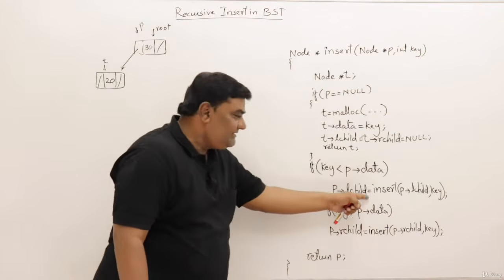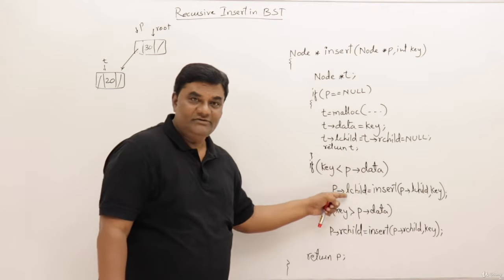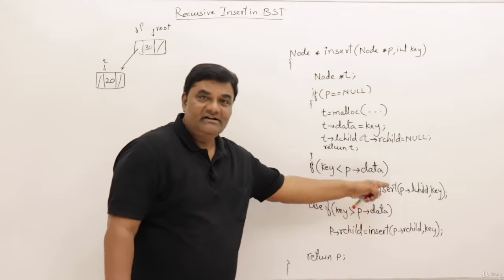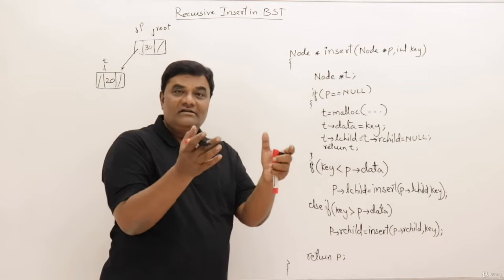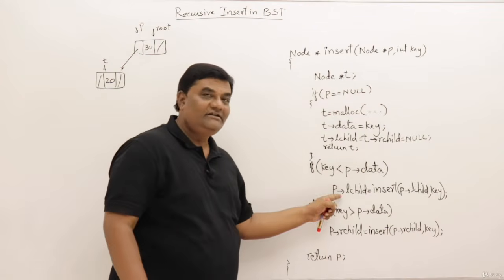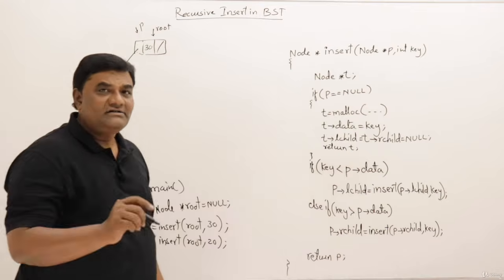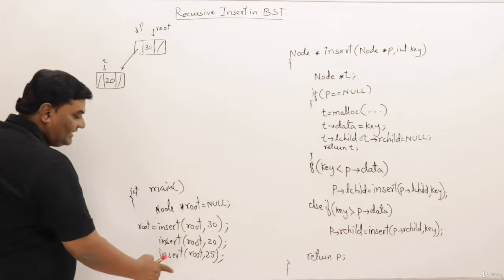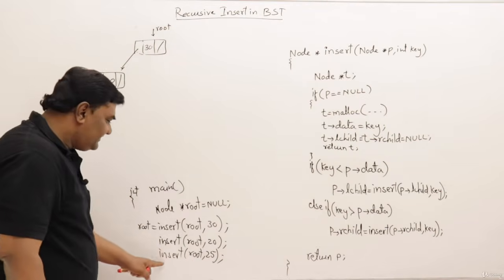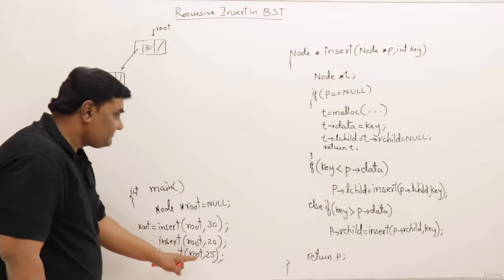So this is the only important statement that I have to explain you. That is, a new node is created and assigned as a left child. So when it returns, it will return the new node's address that will be assigned to the left child. I will insert one more key and show you. Insert 25 and the root is passed.